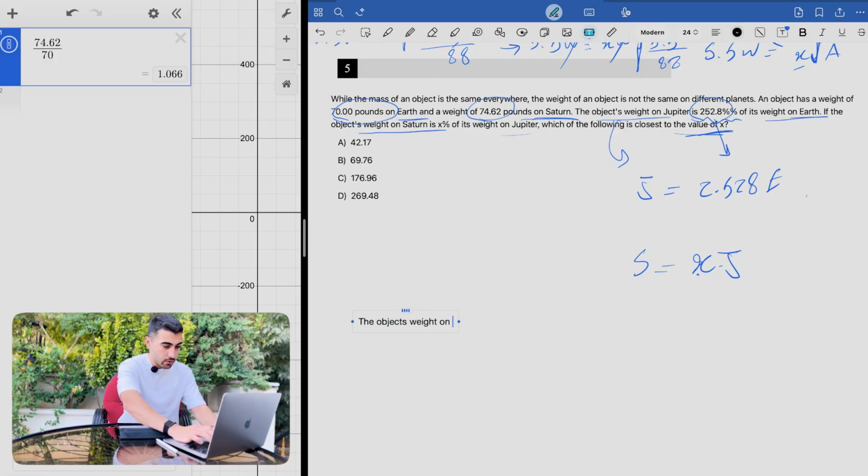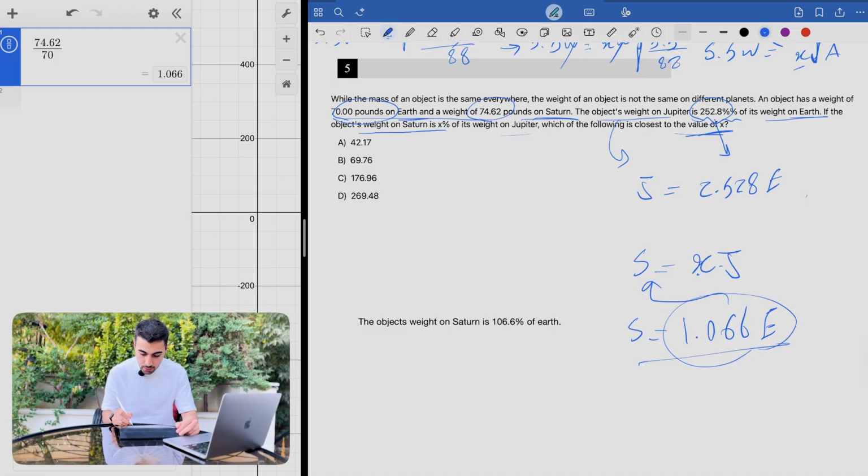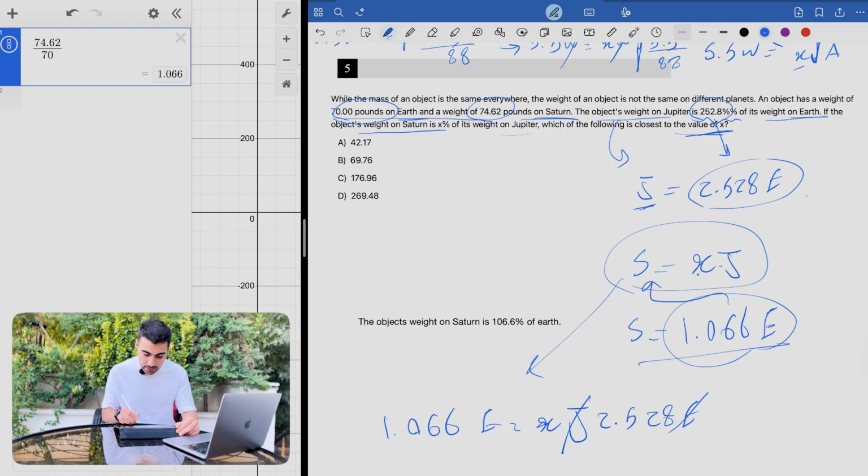The object's weight on Saturn is 106.6% of Earth. Okay, so this is itself an equation. That means this sentence gives us Saturn is equal to 1.066 times Earth. That's the equation, right? On Saturn, the object's weight is equal to 106.6%, or 1.066 times, the object's weight on Earth. Using this, I can plug this into the equation that we're looking for, okay? So that's going to look like this. 1.066 E is equal to x times Jupiter, and Jupiter is this much E, so I'm going to put that here, 2.528 E.